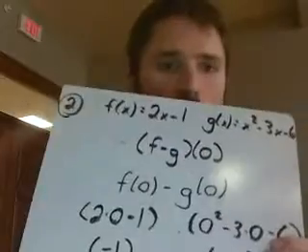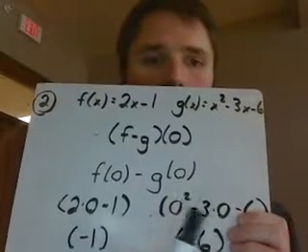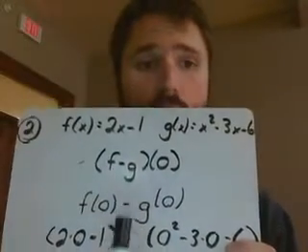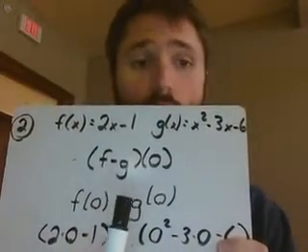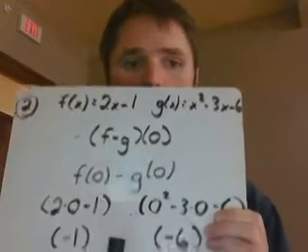So this is what I have. I have negative 1 and negative 6. And what am I doing with these two? Well, I am subtracting them, because that's the original question. It's f minus g. So I'm going to put a subtraction sign in between these, and I'm going to put a subtraction sign down here as well. Okay? And what is all this equal to?